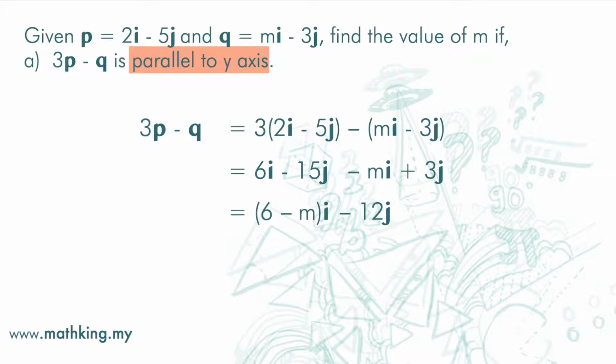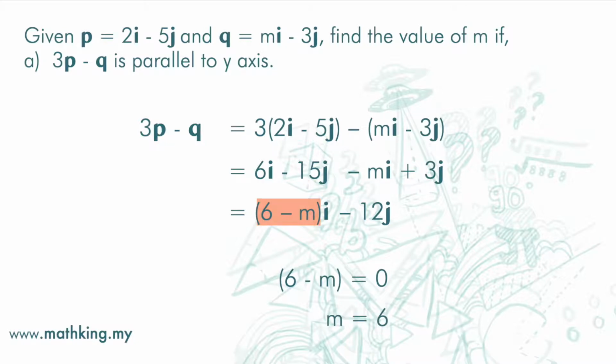There is no movement to the left or to the right, which means that movement to the left or right is 0. Unit vector i represents movement to the right. So in this case, 6 minus m must equal 0, and we get m equals 6.